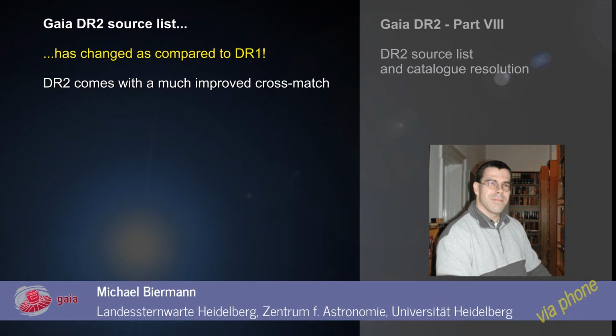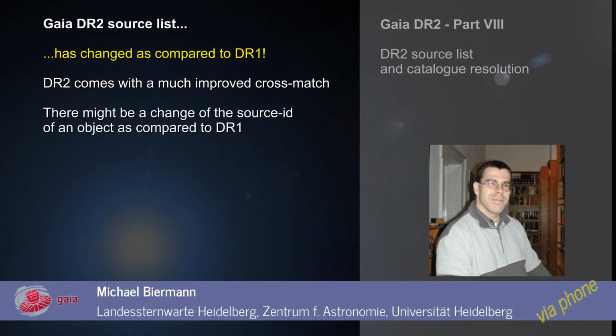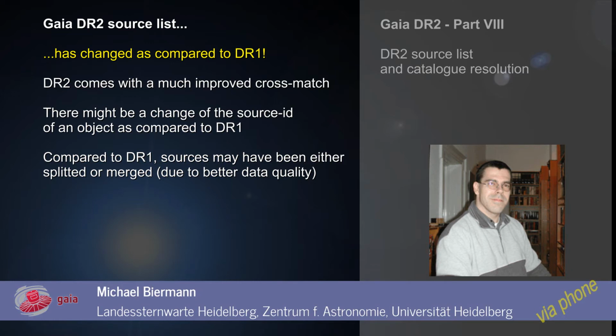And this comes with a few drawbacks for those people who expect the sources of their interest with the same source ID to again show up with the second data release. There are many reasons for changes in this respect, and I will explain a few. For example, many of the sources which have been there for the first Gaia data release have been either split into two or even more sources, or several of them have been merged into one single source. That is simply because we take into account proper motions much better with the second data release. And there are also many other improvements in the cross-match which led to this.